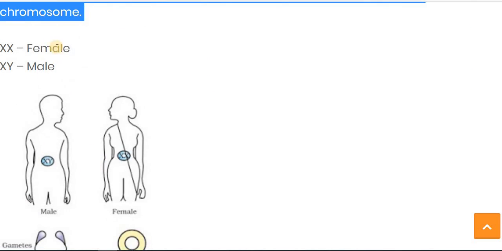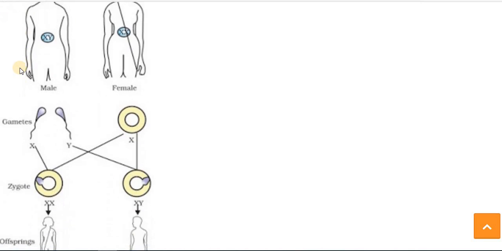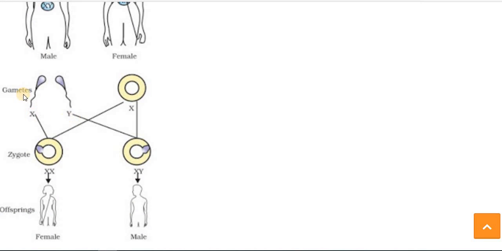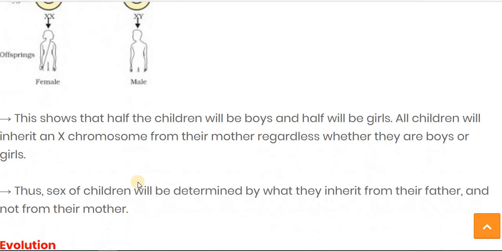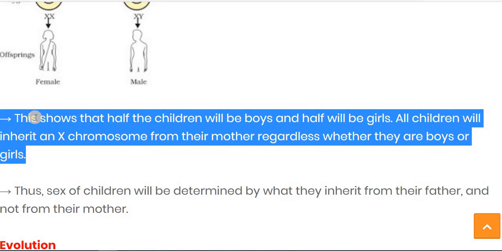Here you can see in the female there is an XX chromosome, and for the male the XY chromosome is responsible. Here you can see the cross: the XY comes from the male, and from the female XX is there. Suppose this X is fused with this X, then a female arises. Suppose this Y is fused with this X, then it becomes a male. Means if the chromosome is XX, then a female arises, and if it is XY, then a male is born. So this shows that half of the children will be boys and half will be girls.